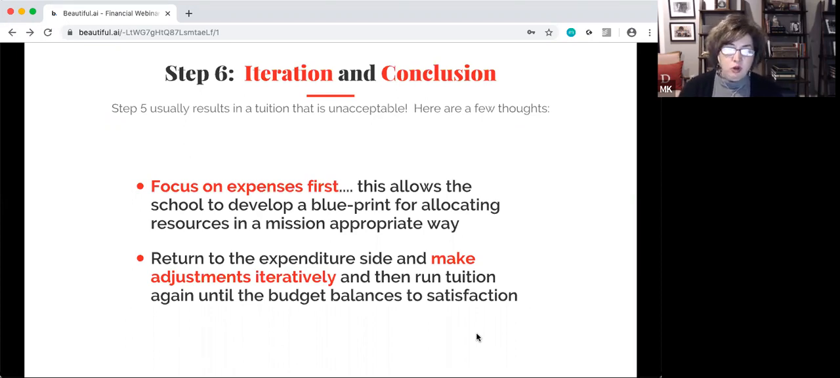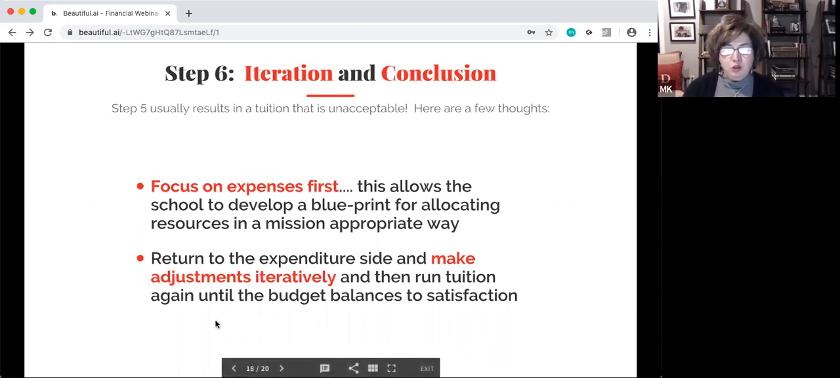So what you do is you go back to the expenses and you make adjustments. You go back in and go, okay, you know what? We're not going to buy all of the math curriculum. We're only going to buy half the math curriculum this year, and we'll buy the other half next year. Or we're not going to buy 50 iPads. We're going to buy 20 iPads, and we're going to all share them.